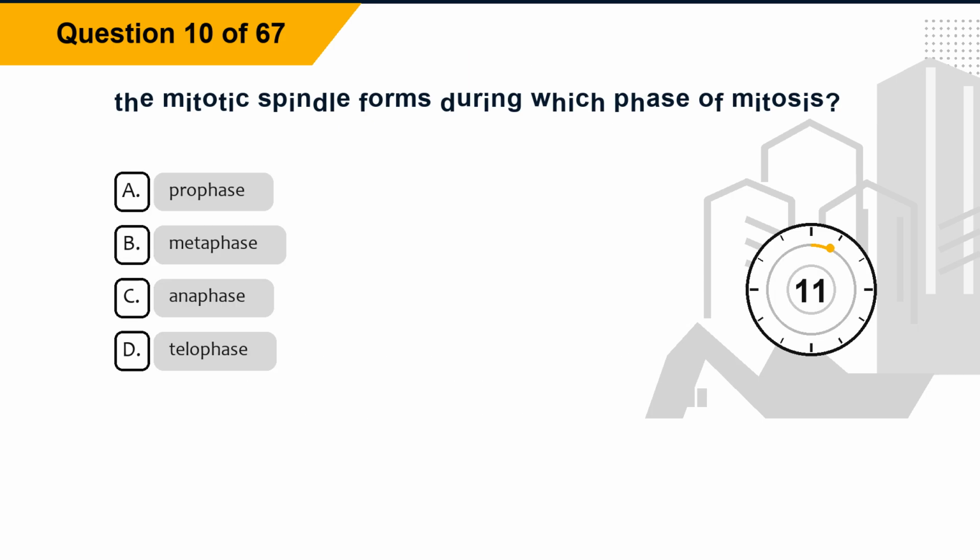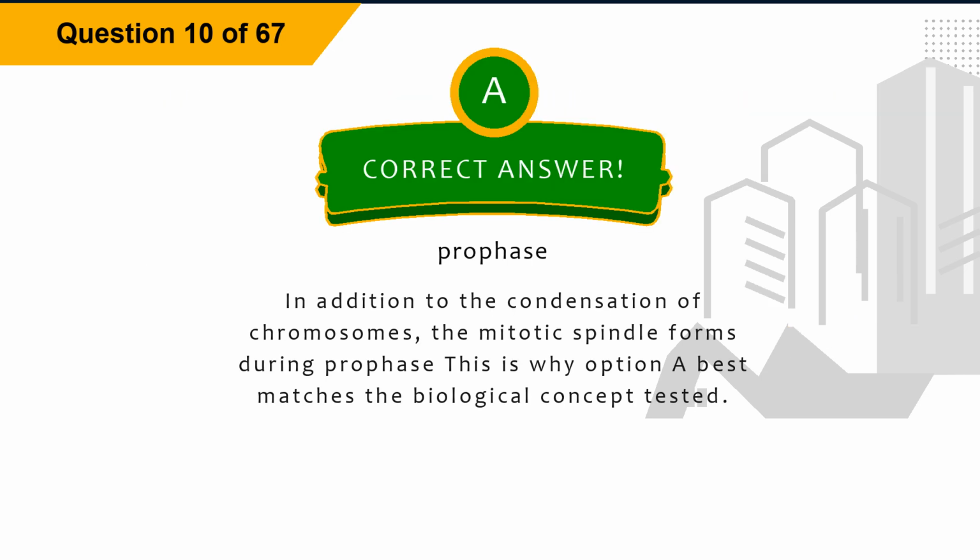Question 10. The mitotic spindle forms during which phase of mitosis? Option A, prophase. Option B, metaphase. Option C, anaphase. Option D, telophase. The correct answer is option A, prophase. Explanation. In addition to the condensation of chromosomes, the mitotic spindle forms during prophase. This is why option A best matches the biological concept tested.